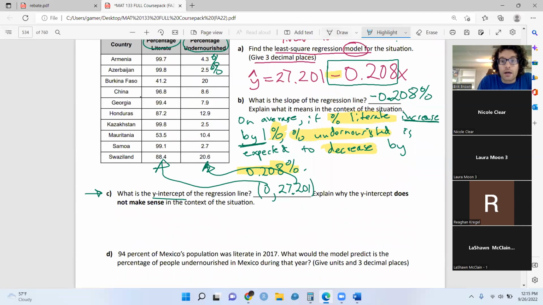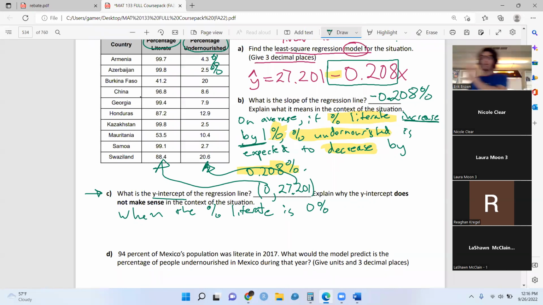Okay, when X, well, what is X? When the percent literate of a nation or country, I don't know what's the difference, is 0%. Okay, that part is fixed. This 0 is always the X coordinate of the Y-intercept. The percentage part, we had to note that from the units. And the literate part, we had to note that from the context. Okay, so when the percent literate is 0%, now we talk about Y.